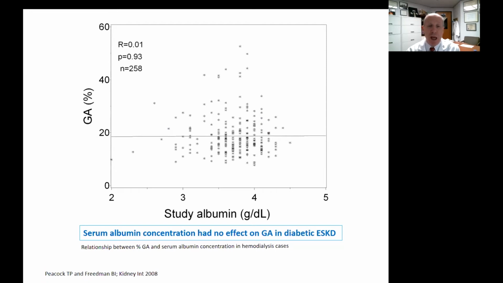We looked at the effect of the serum albumin on the glycated albumin in this population, and I think you can see the albumin concentration ranging from low albumins below 3 to higher albumins above 4, no effect on the GA percent. It was consistent. So the serum albumins did not really impact it in this hemodialysis population.